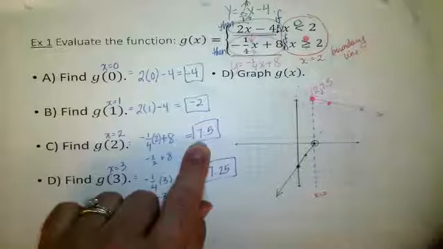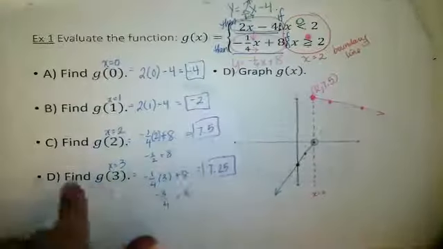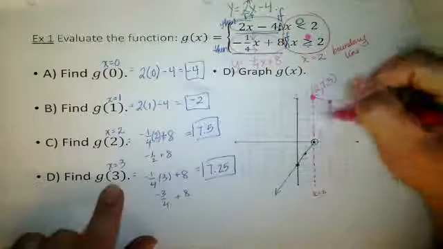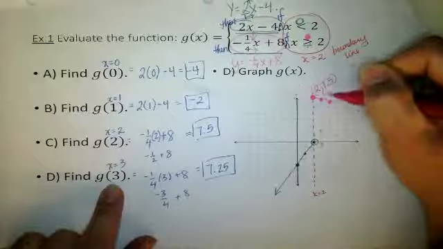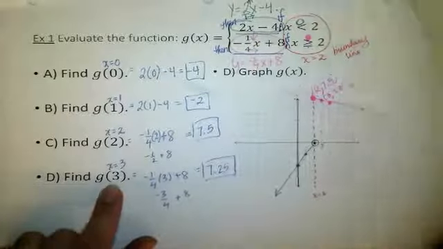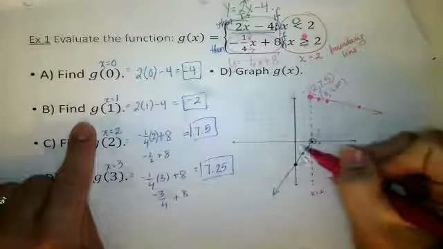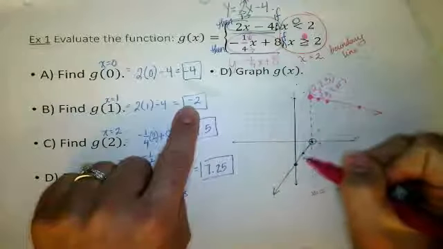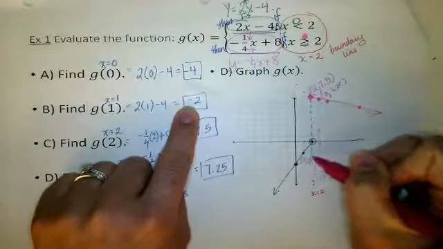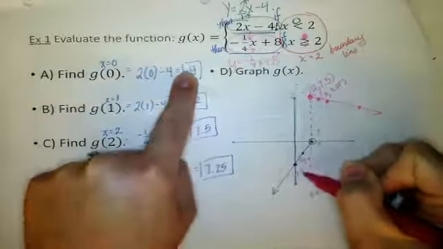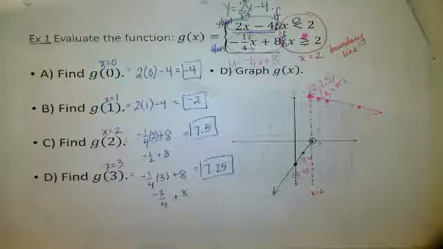This is the point, and in fact, we found that point. We found g of 3. Here's 3. This is the point 3, 7.25. We found these points as well at negative 1, negative 2, and this point was 0, negative 4. So you can actually use evaluating to help you graph. But I like just thinking about the graph with the boundary line. I think it really helps.